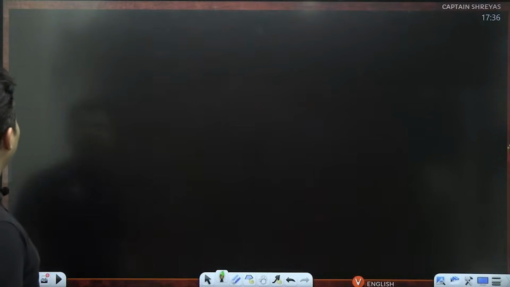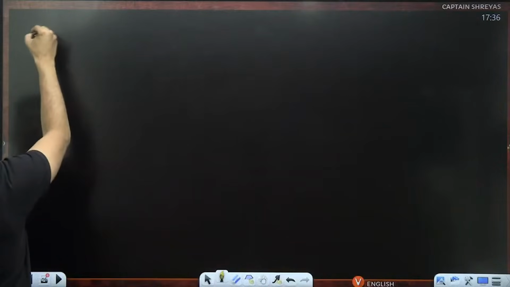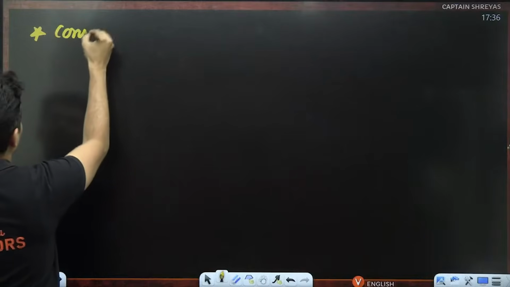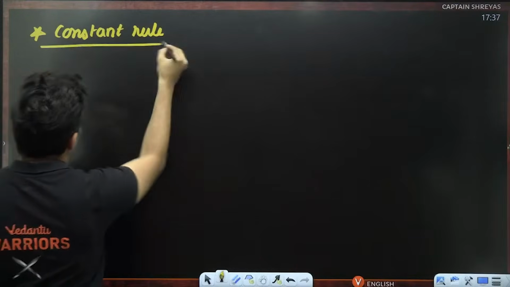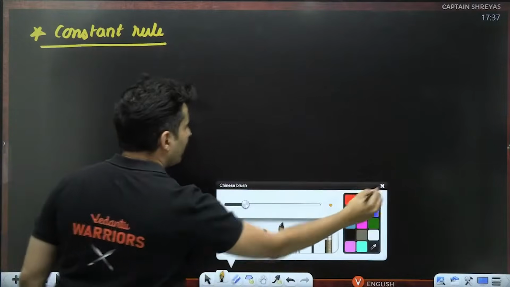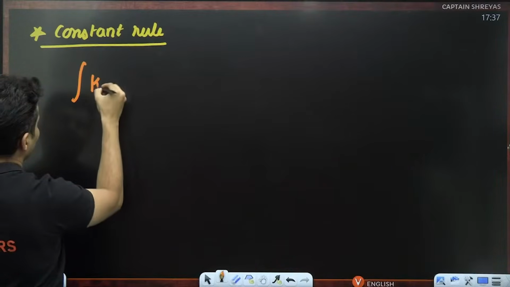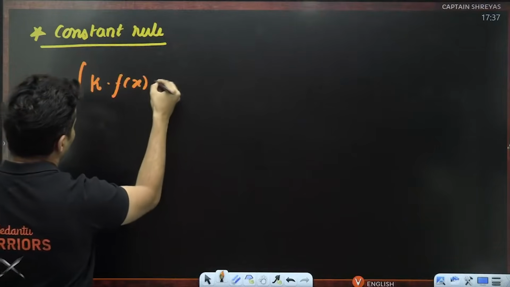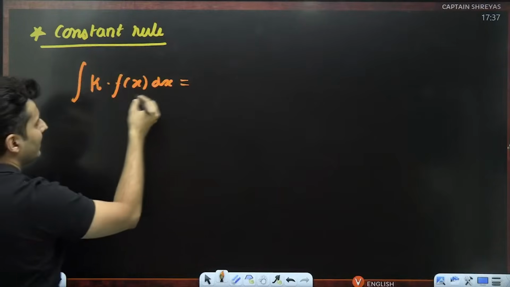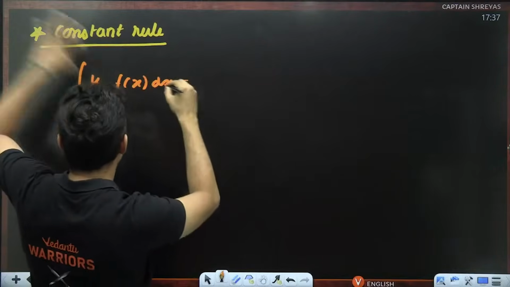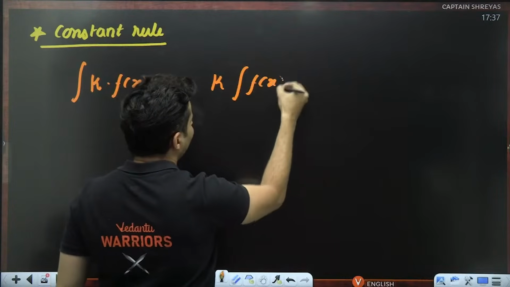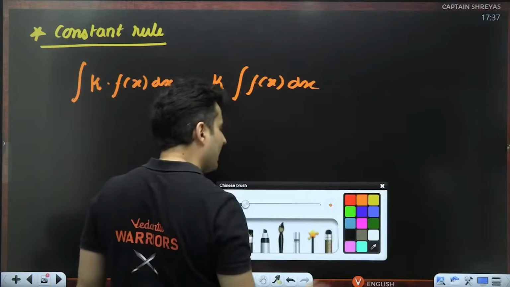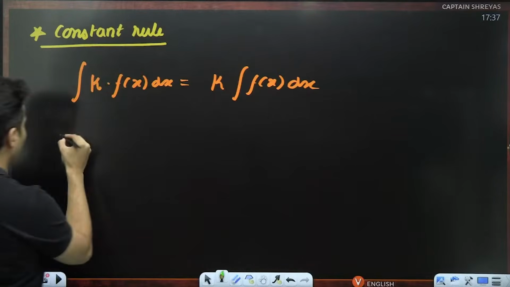So moving on to the next rule. What is the next rule? It is basically the constant rule. Very, very simple. See, guys, if you have to find the integration of k times some function, you forget that constant inside the integration. In fact, bring it outside. It will be k times integration of that function with respect to x. As simple as that.